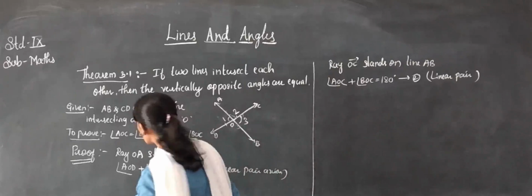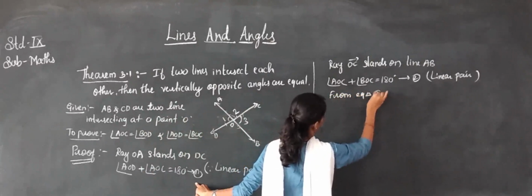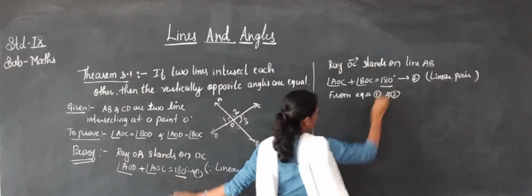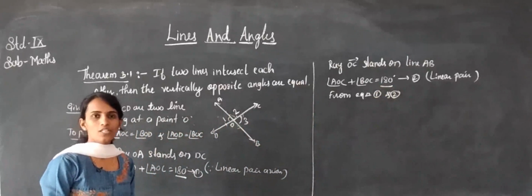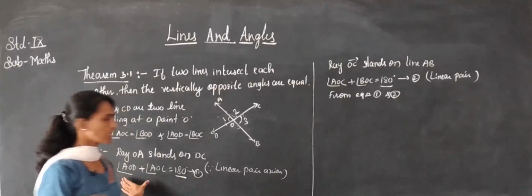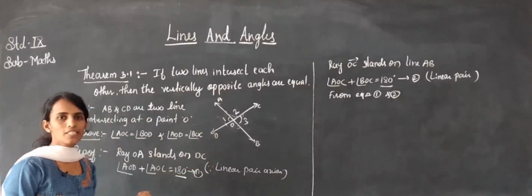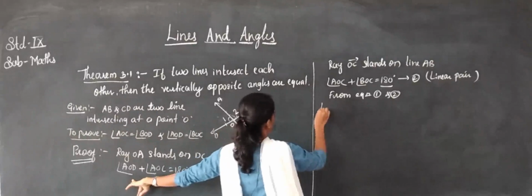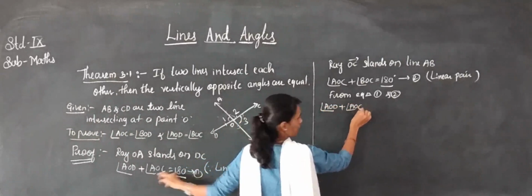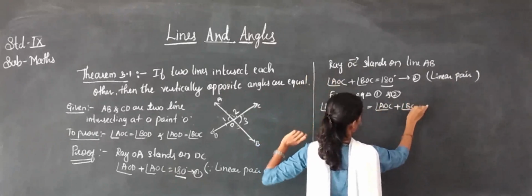So then from equation 1 and 2, what will we get? Here also 180 degrees and here also 180 degrees. Things that are equal to the same thing are equal to one another. So the RHS of both equations are equal, which means automatically the LHS will become equal. Therefore angle AOD plus angle AOC is equal to angle AOC plus angle BOC.